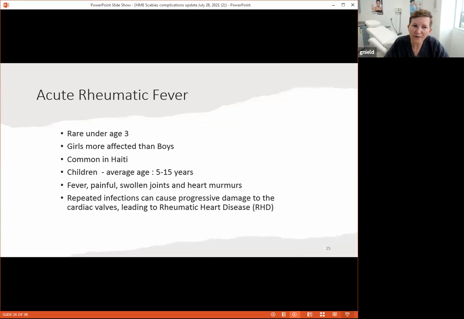So acute rheumatic fever is rare under age 3. Girls are more affected than boys. It is very common in Haiti. Children, the average age is 5 to 15 years. They present with fever, painful swollen joints and heart murmurs. And remember, you can keep getting rheumatic fever infections over and over. So repeated infections can then cause progressive damage to the cardiac valves, leading to rheumatic heart disease.